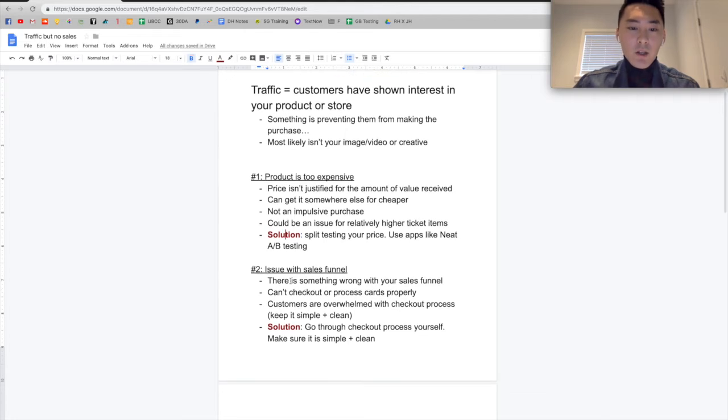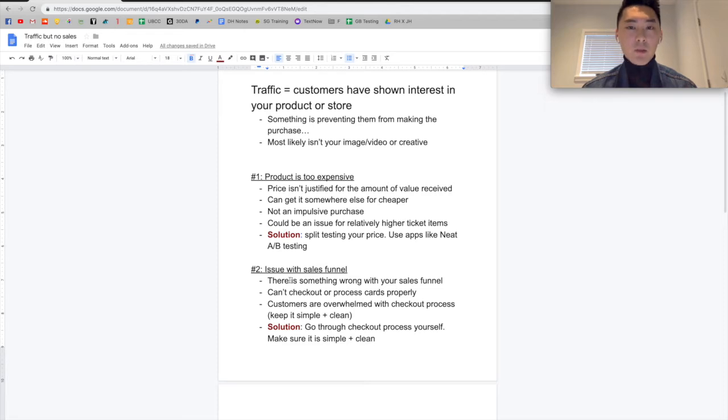The second one here is issues with your sales funnel. There might be something wrong with your sales funnel. For example, you might not be able to check out properly, or people might not be able to process their cards properly, or there's something wrong with the shipping options and things like that. Or it could be that customers are overwhelmed with the checkout process. There are so many pop-ups, so many opt-ins and other factors like that. So try to keep it simple.